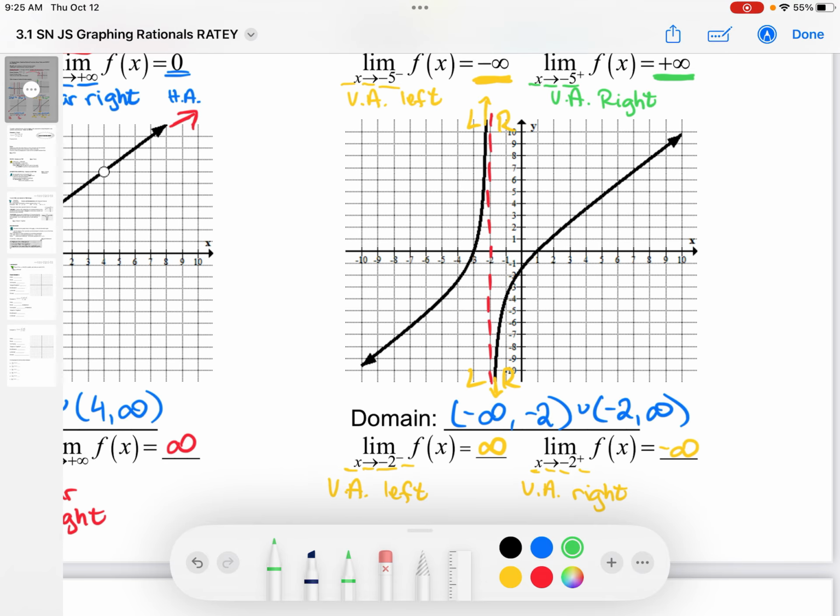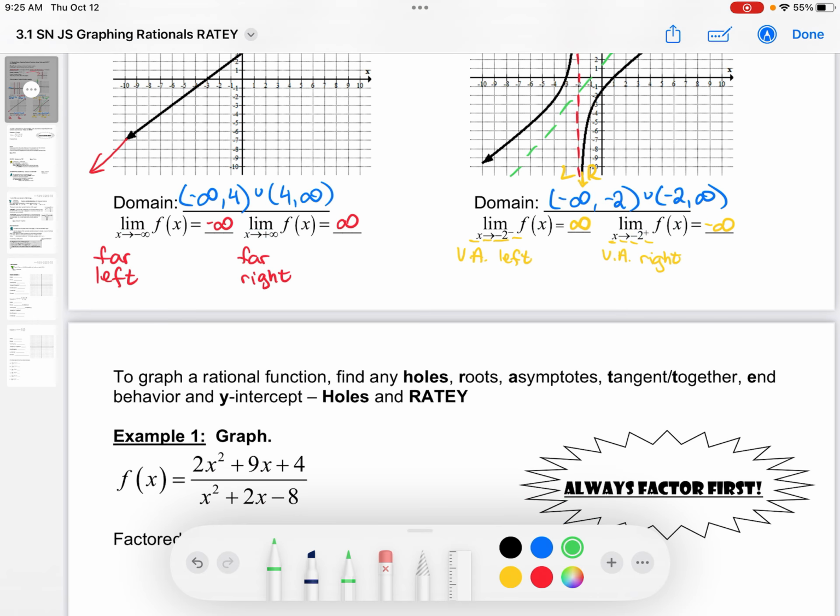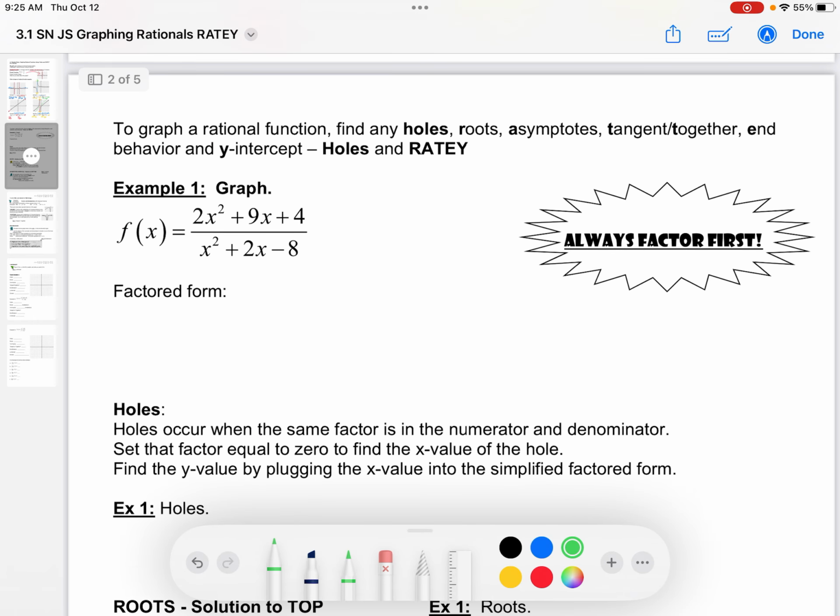The other unique thing this graph has is it does not have a horizontal asymptote. What it has is an asymptote that's a slanted line. And we are going to learn how to find those in a later lesson. So let's take a look at all the different pieces of a rational graph that we are going to find.